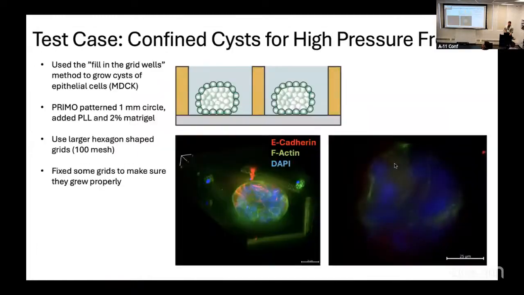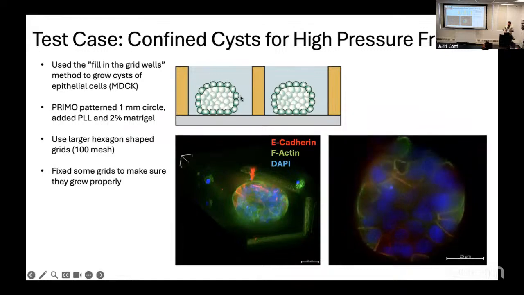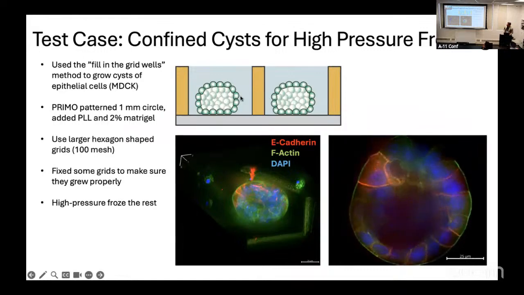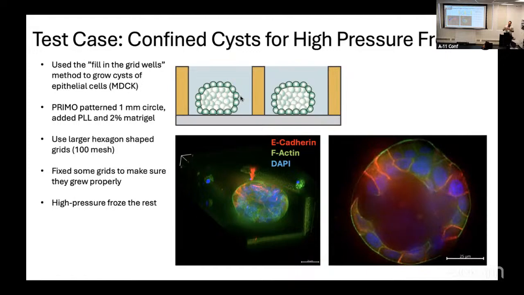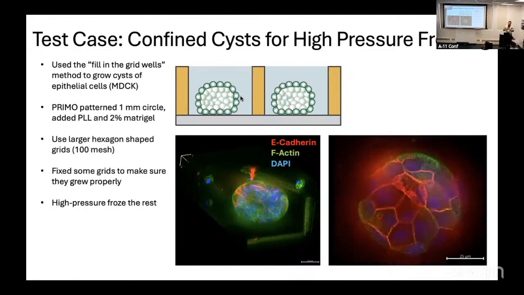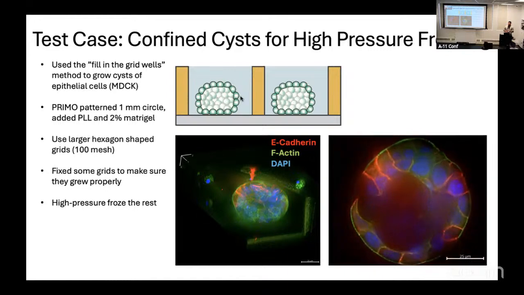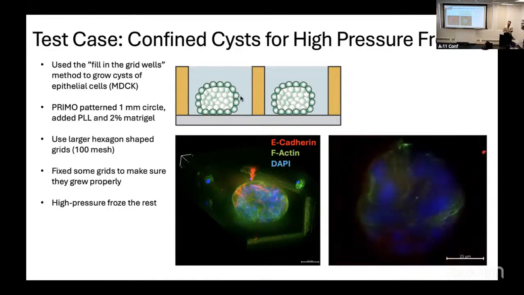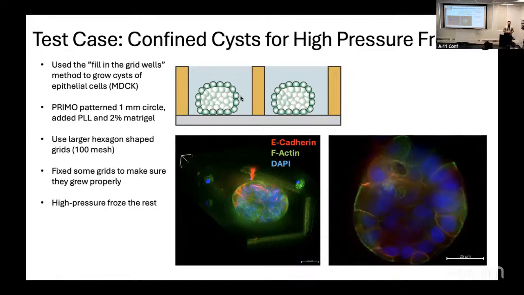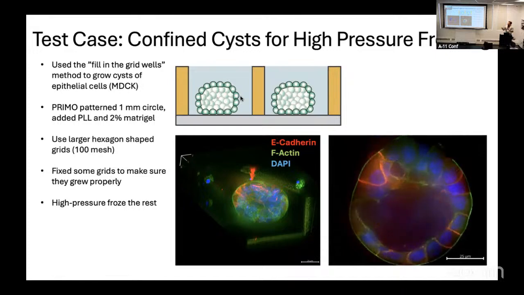And I did another thing. I grew little cysts in there, and I got pretty good results. So you can do a lot of these things. You can grow different, almost organoid-type things within the grid bars. There are a lot of different possibilities, limited only by your imagination.